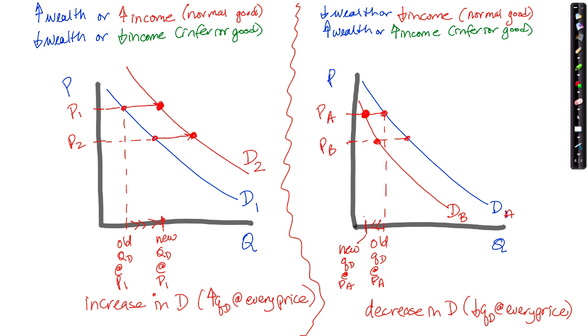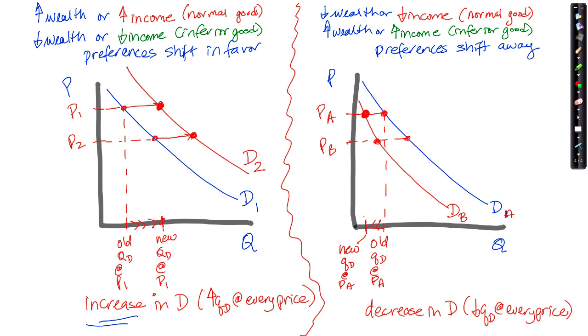Buyer preferences. If preferences shift in favor of the good, so people like it more, that's going to lead to an increase in demand. If preferences shift away from the good, so it's like, oh, that causes cancer, maybe not, preferences shift away from the good, that's going to cause a decrease in the demand. So lower quantity demanded at every price. Okay, let me do a new slide to do something else.